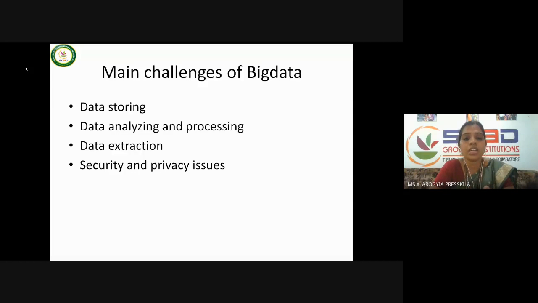Nowadays research is going on because we still have not obtained an optimal solution for security in big data. The research is on how the data can be stored, analyzed, extracted, and shared in a secure manner. So these are the main challenges of big data.